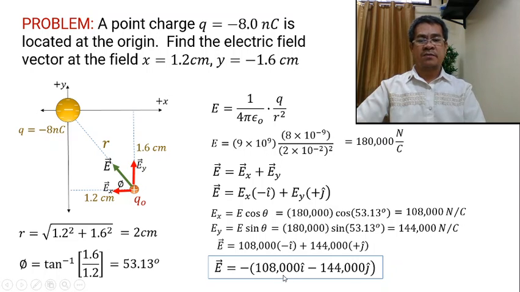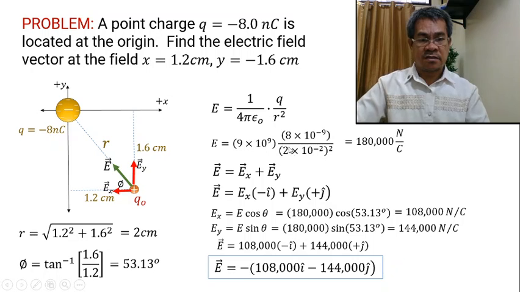Now, to verify this answer, you can solve for the magnitude. Remember that in our previous video, we can easily find the magnitude of this vector by taking the square root of the sum of squares. If you square this one, square this, then add, then take the square root, the answer is 180,000. And if you divide 144,000 by 108,000, then take the inverse tangent, the answer is actually 53.13. So that's it. Again, this is the answer to the problem presented.